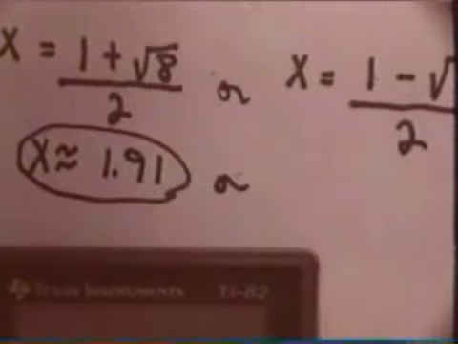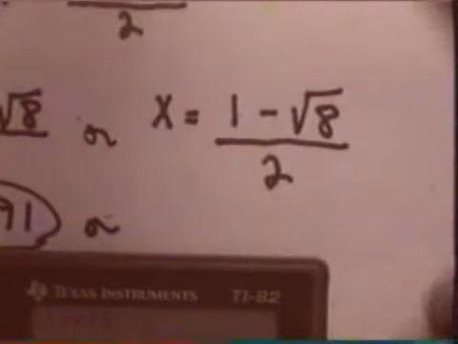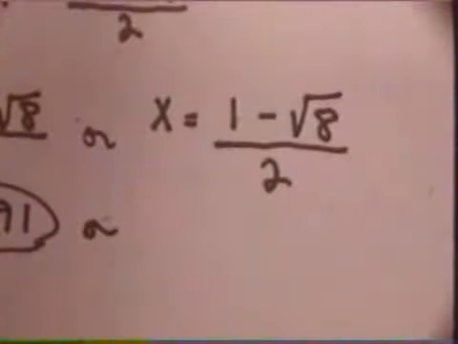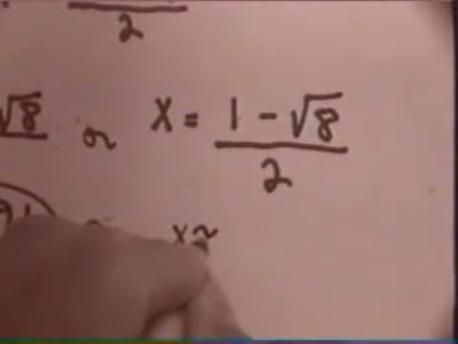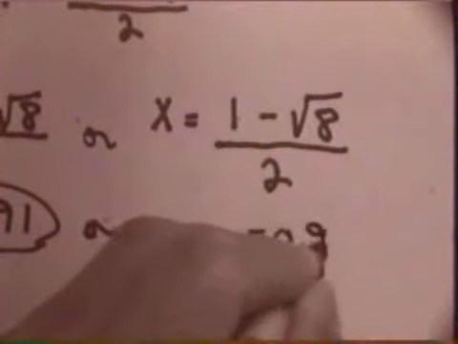Or, now I'm going to do x is 1 minus the square root of 8 divided by 2. So now we're going to do the parentheses 1 minus the square root of 8 close parentheses divided by 2 and hit enter. Now I get a negative 0.91. So we have x is approximately a negative 0.91.